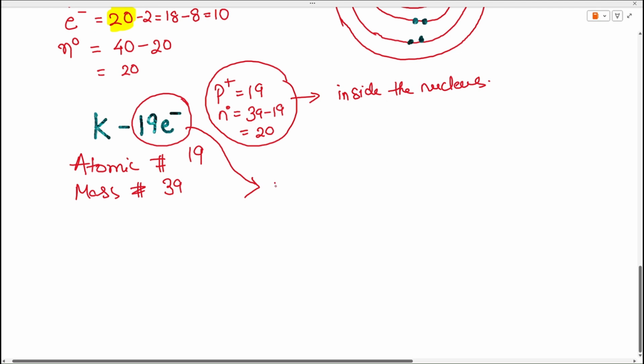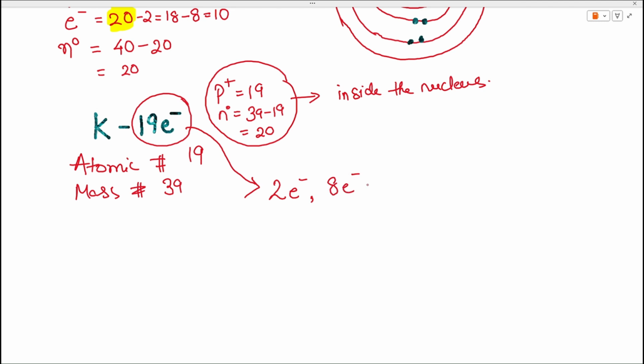The first shell can have 2 electrons. The second shell can have 8 electrons. How many electrons did we already use? 8 plus 2, 10. So out of 19, we have already used 10. We still need to put in 9 more electrons. So the third shell can have 18. So if I put 9 electrons, we are good by rule number 1. But because we are done with the electrons, we have no more electrons, this shell, the third shell, is the outermost shell. And according to rule number 2, we cannot have more than 8 electrons.